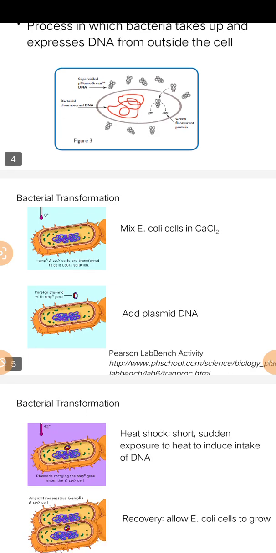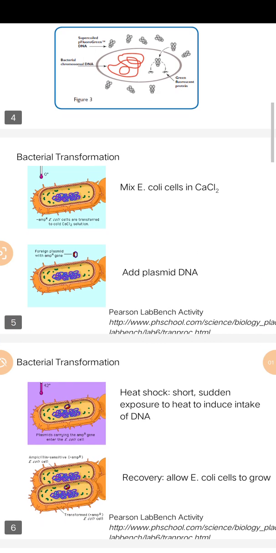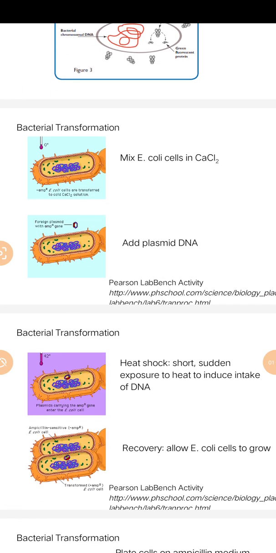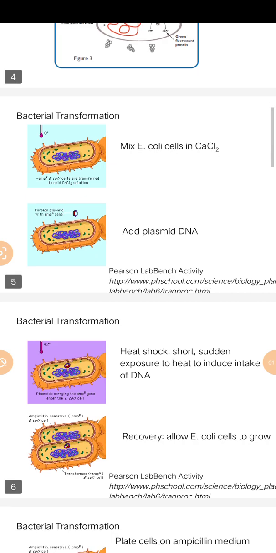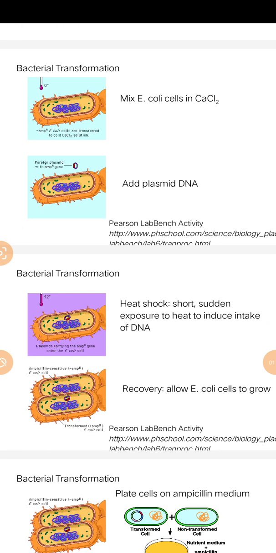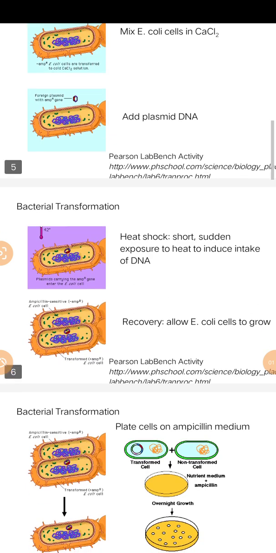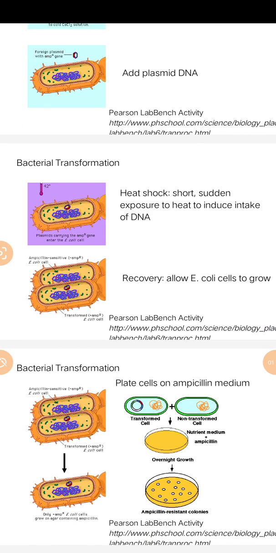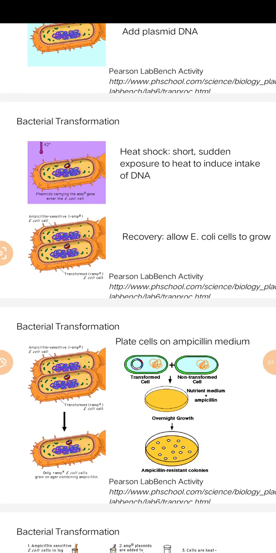Here is the procedure of bacterial transformation. The first step is to mix E. coli cells in cold calcium chloride solution, which forms pores on the cell of bacteria. The next step is addition of plasmid. The third step is heat shock treatment. Heat shock is a short sudden exposure to heat to induce intake of DNA which is present in the environment.